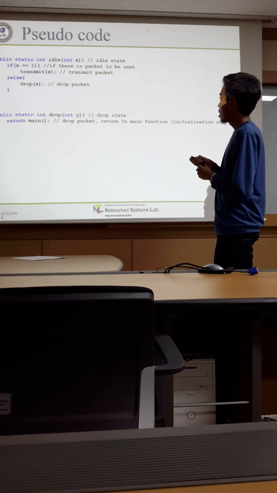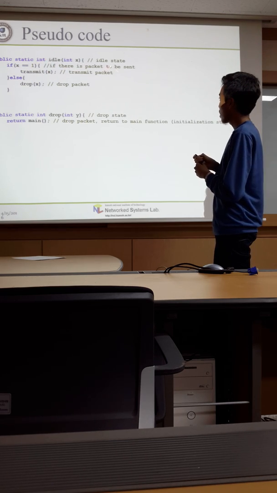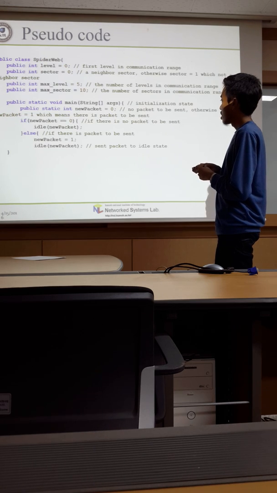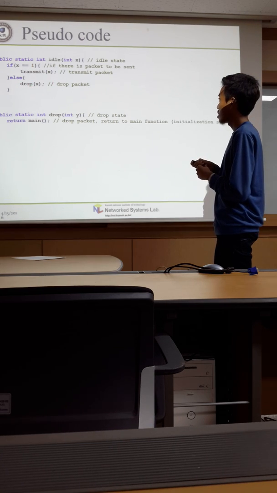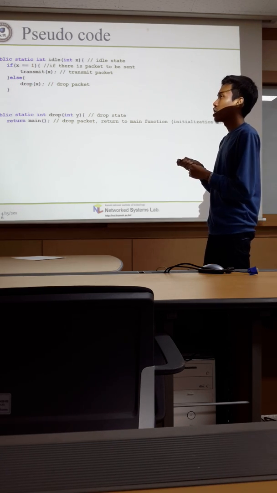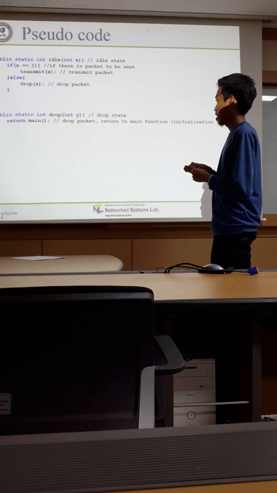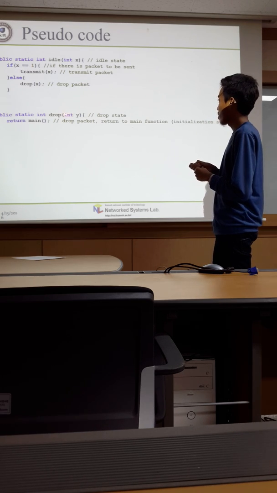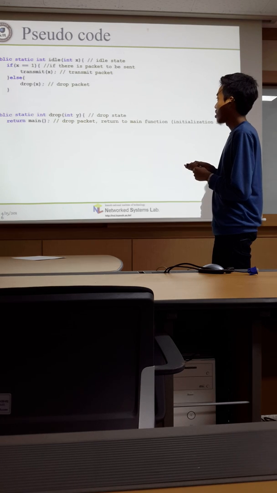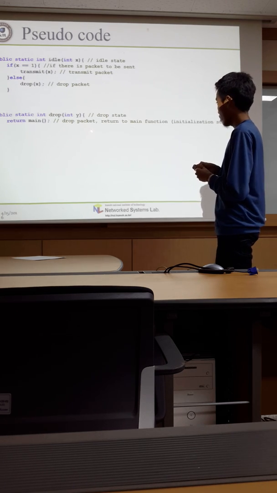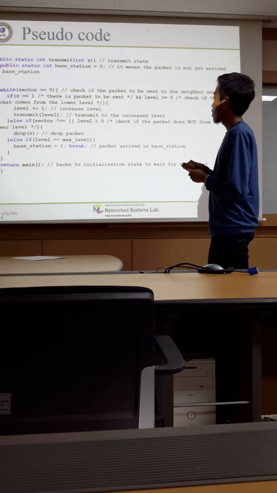And in idle state here, if there is a packet to be sent, which is new packet is 1, then here it will transmit to X, else it will drop the packet or go back to the idle state. And this is for the drop state. It is simply to return to the main function. It means back to the beginning, drop packet.